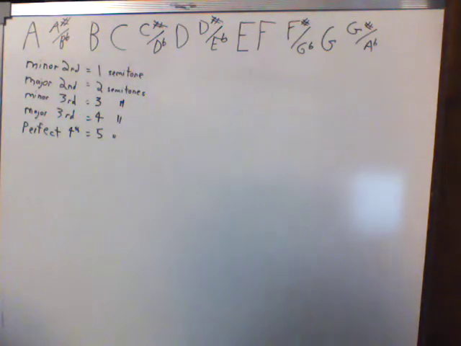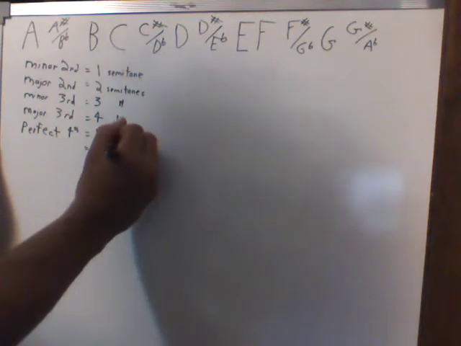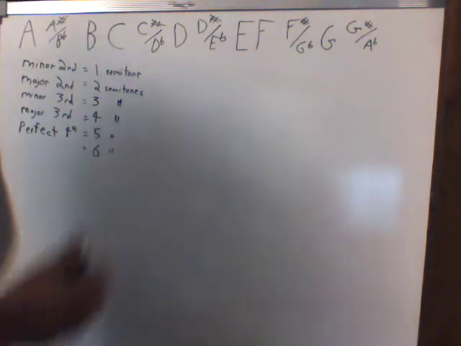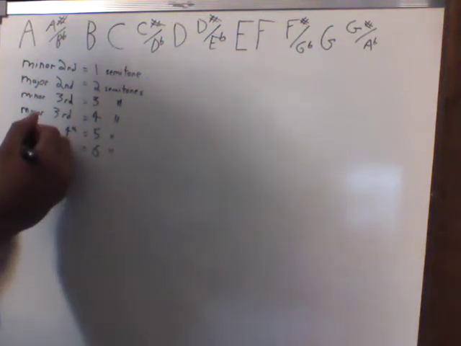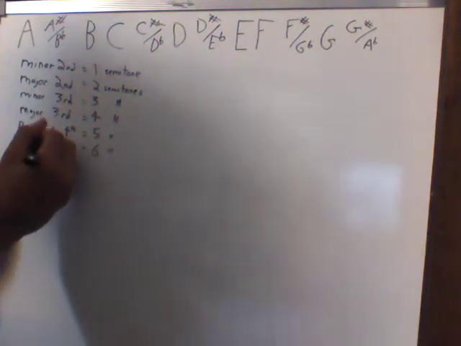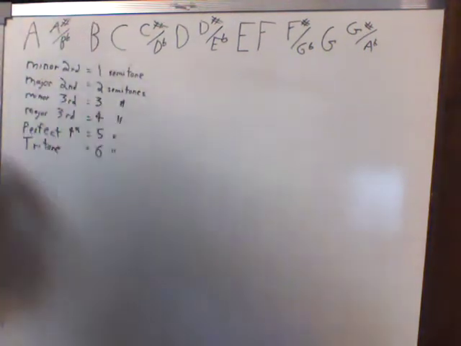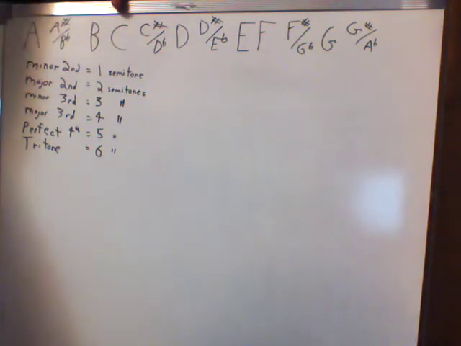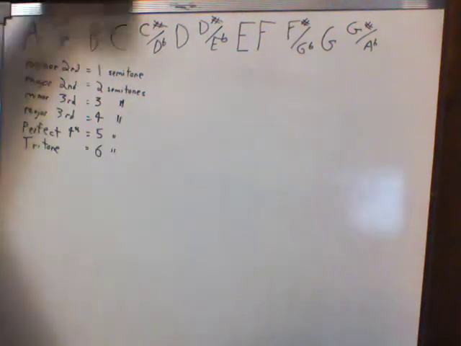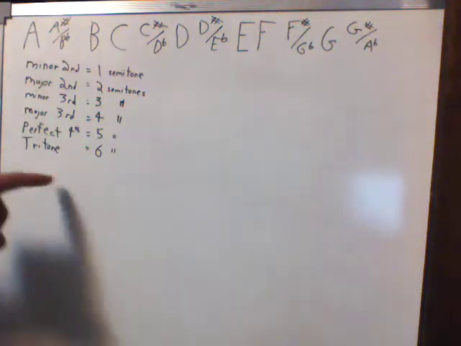Okay. The next one, 6 semitones is the tritone. The tritone. So if you were to say, okay, well, go up a tritone from C, that would be what? Well, 6 semitones. 1, 2, 3, 4, 5, 6. F sharp would be the tritone.